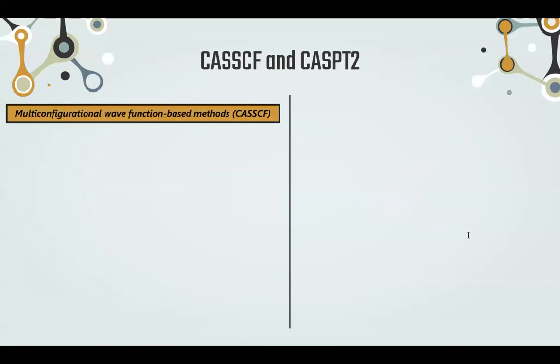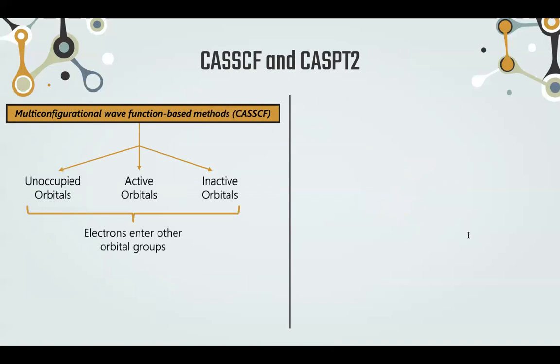The next method we use is called the multi-configurational self-consistent field method, or CASSCF. CASSCF splits orbitals into three groups: unoccupied orbitals, active orbitals with unpaired electrons, and inactive orbitals with paired electrons. This method allows electrons in active orbitals to enter other orbital groups and is computationally easier than allowing all electrons to mix between orbitals. These calculations were done using the MOLCAS software.